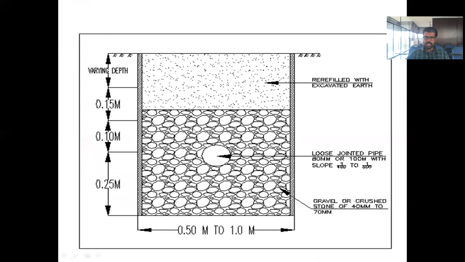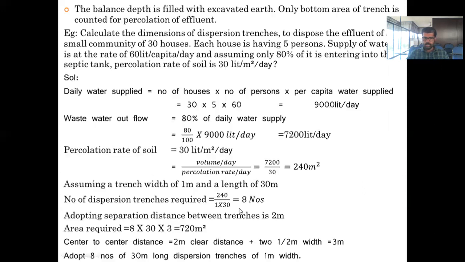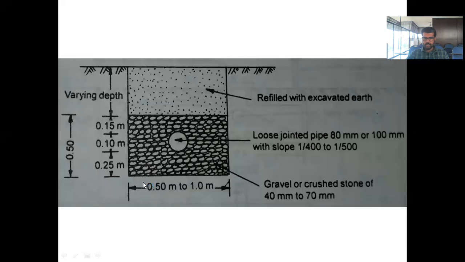Next, also it is the same picture only. Same picture, you can see here. It will be 0.5 to 1 meter only, normal length.